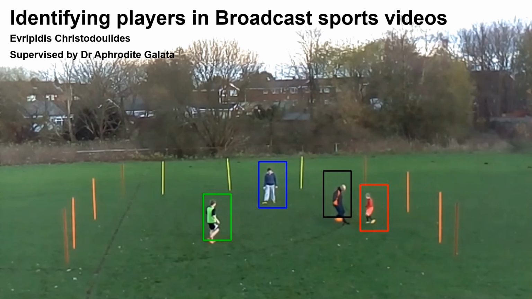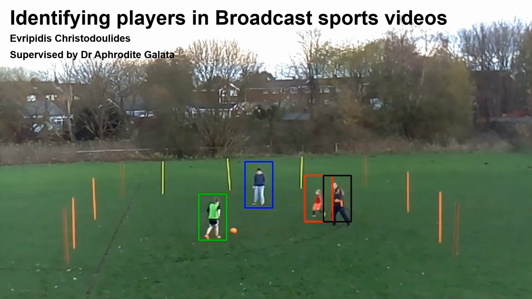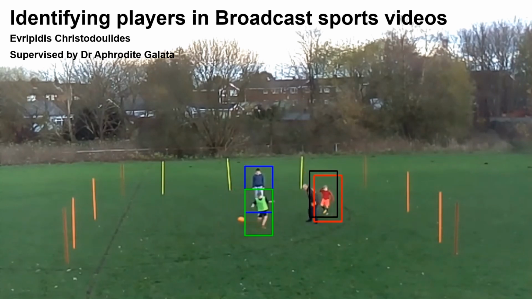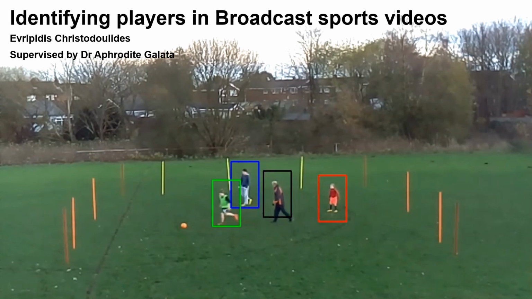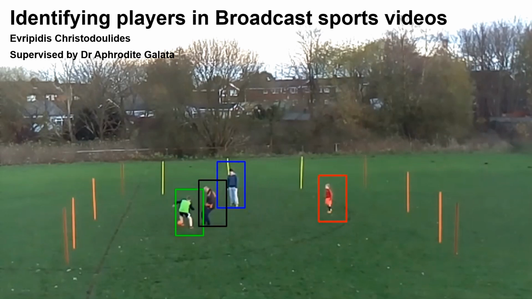Aphrodite Galata. It focuses on the problem of automatic tracking and identification of players in broadcast sports videos shot with a moving camera from a medium distance. Labeled tracks will allow for automatic generation of game and player statistics and video streams that highlight particular players.